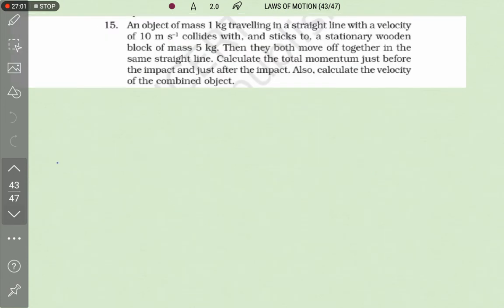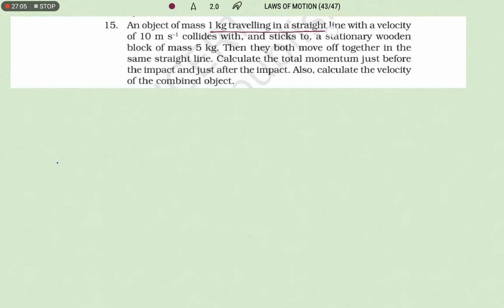Alright, let us see next one. An object of mass 1 kg traveling in a straight line with a velocity of 10 meter per second collides with and sticks to a stationary wooden block of mass 5 kg. Then they both move off together in the same straight line. Calculate the total momentum just before the impact and just after the impact, and also calculate the velocity of the combined object.